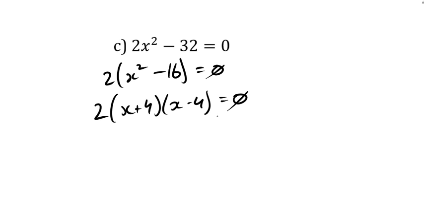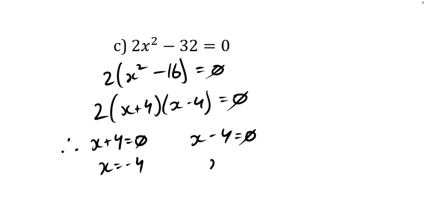So I've got 3 things here, but 2 can't equal 0. Don't say therefore 2 equals 0. That's part of the product, but no, 2 can't equal 0. So it's just therefore x plus 4 is 0, and x minus 4 is 0. So x equals negative 4, x equals positive 4. Is that good?